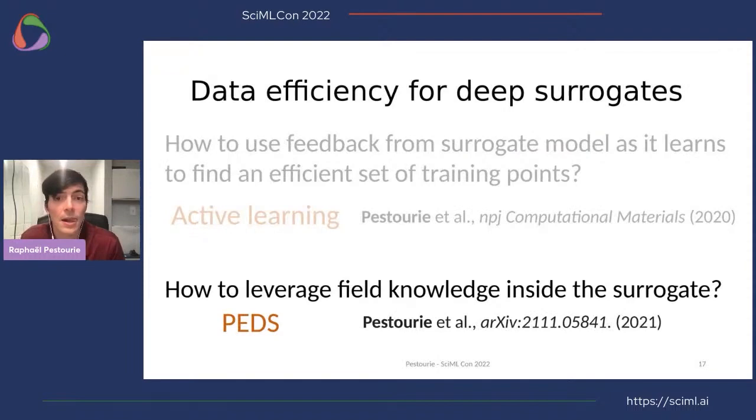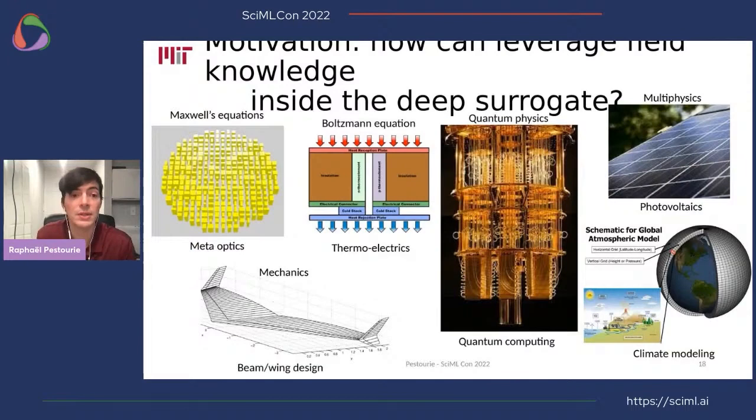Now I will focus on this second question. How can we leverage field knowledge inside the surrogate? This work was published at the end of last year on arXiv. And indeed, there is a lot of field knowledge out there to leverage for surrogate models. We know a lot of PDEs that govern different physical processes in optics, thermal, quantum physics, photovoltaics, climate modeling, or mechanics.